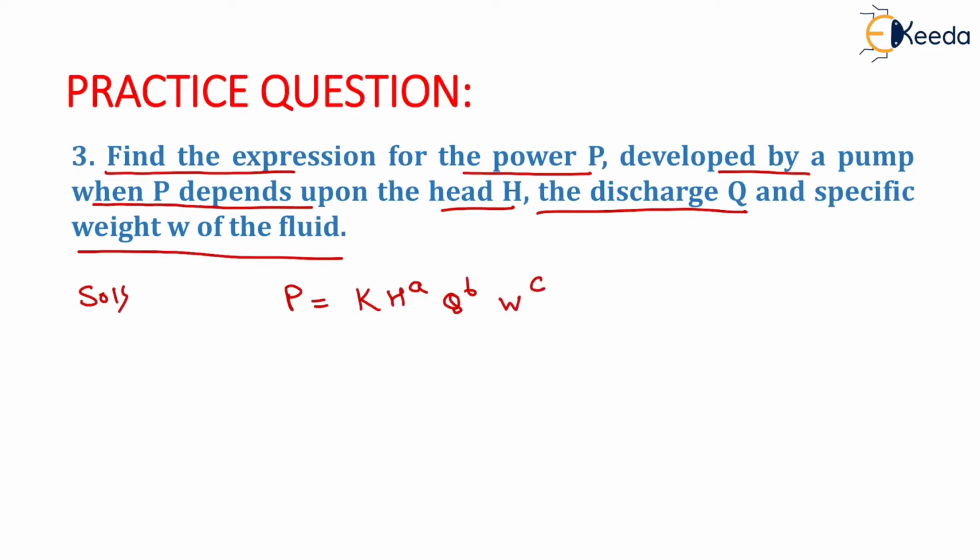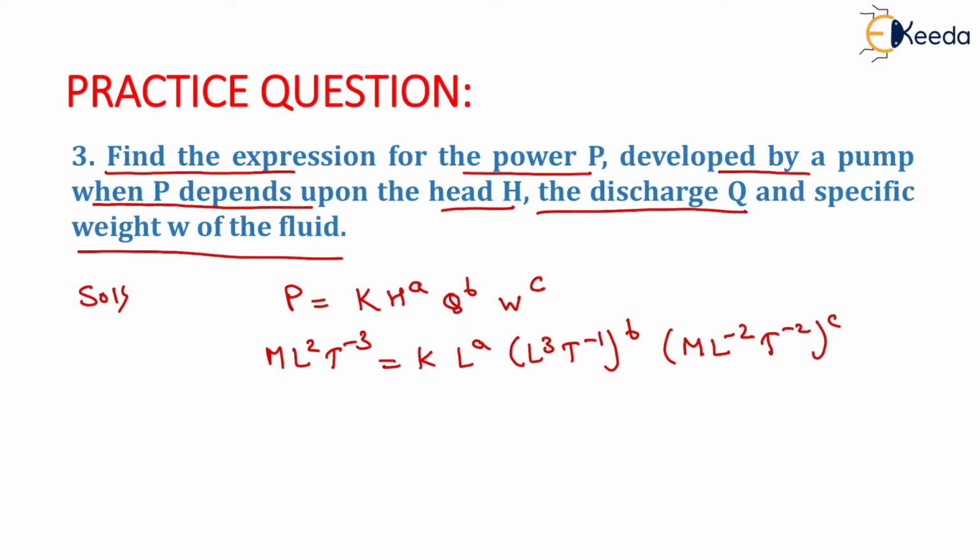Now, we have to write the dimensional formula for all the parameters. So, it will be ML²T⁻³ equals K into L to the power A. Now, the dimensional formula for Q will be L³T⁻¹ whole to the power B, and for W it will be ML⁻²T⁻² whole to the power C. Now, on rearranging this, we will have L to the power A plus 3B minus 2C. Similarly, T to the power minus B minus 2C and M to the power C only.